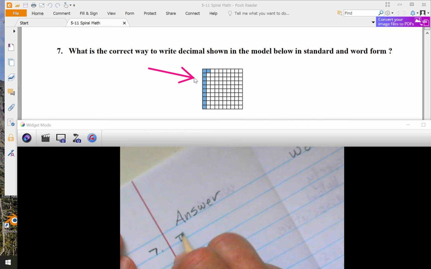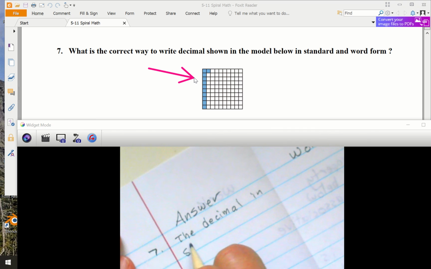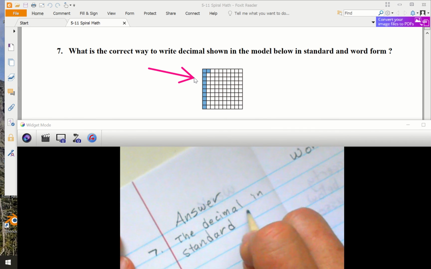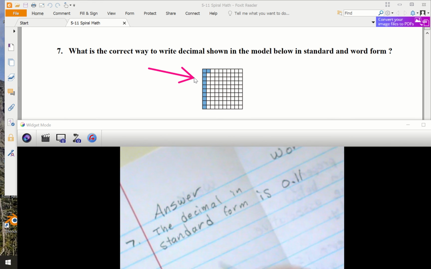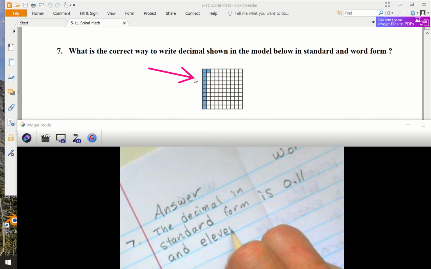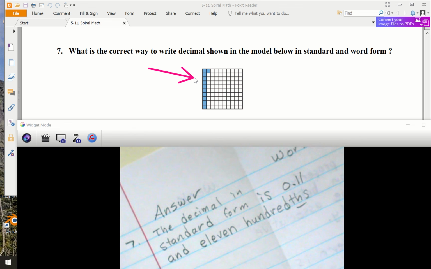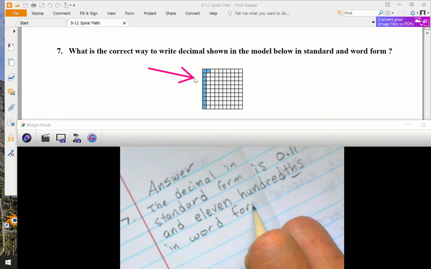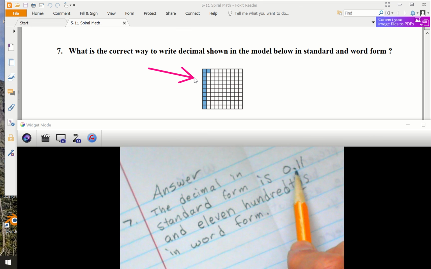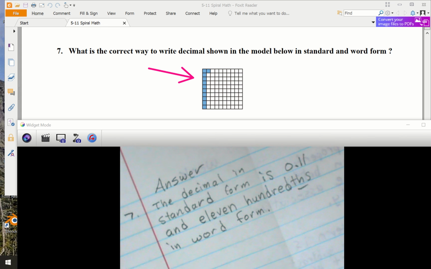So I'll say the decimal in standard form is 0.11, and 11 hundredths in word form. Make sure we say hundredths, with a th, not hundreds. Make sure you have standard form, word form, the decimal, and also 11 hundredths. All right, so far so good. Let's finalize our last one now.